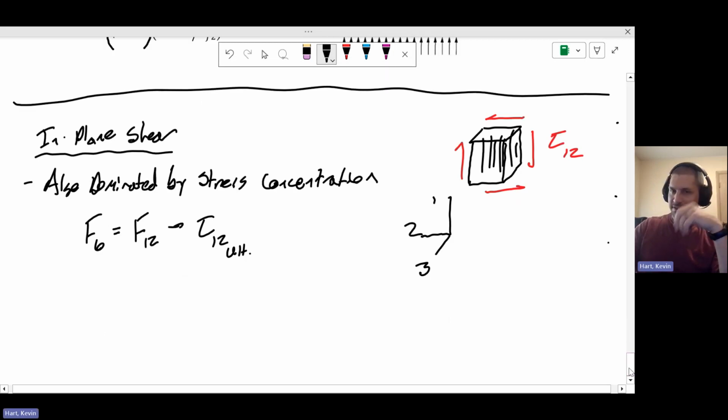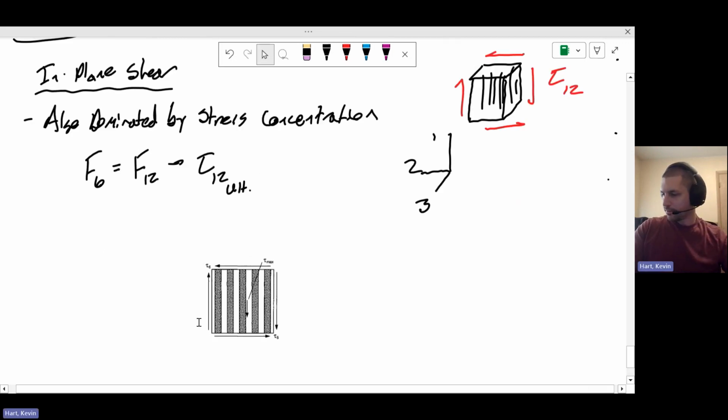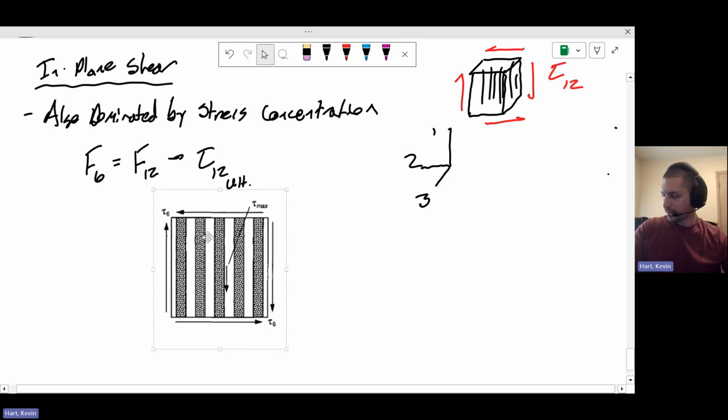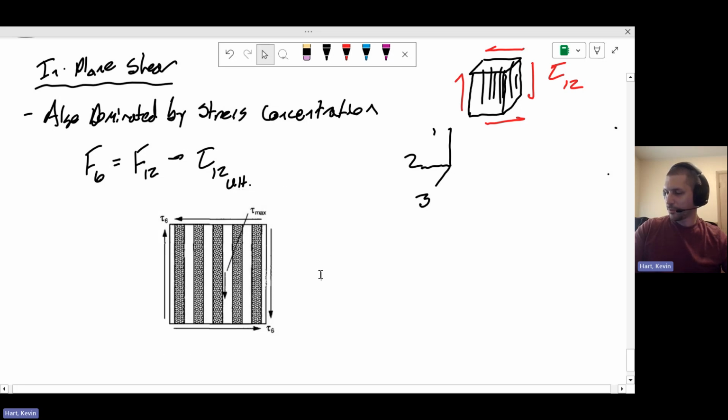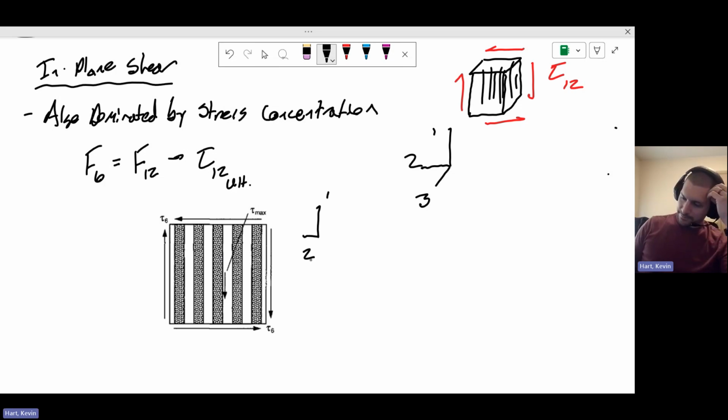So what's the failure of this going to look like? Well, this is what the shear is going to look like in the plane. Again, this is applying a tau 6, or shear stress in the plane. So this would be the 1, 2 direction, something like that. And there's a lot of importance in this case about the interface between the fiber and the matrix, because now the fiber is trying to slip or shear along that interface between it and the matrix. Okay, so interface is important here.